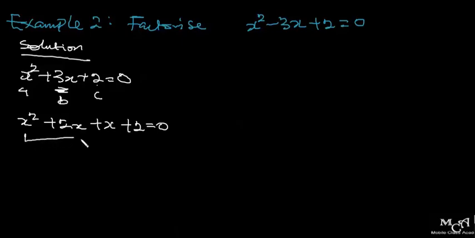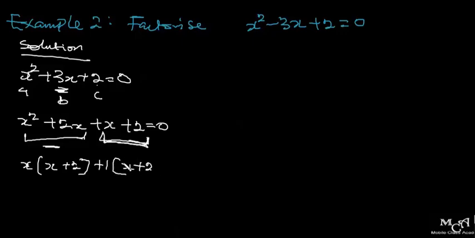Now, what do we do? From here now, we group this equation. So if we group this, what is a common factor here? The common factor is x, so we put that outside the bracket. We are left with x plus 2, right? We close the bracket. What's the common factor here? It's plus 1, because 1 times everything here is going to give us the same value. So we put plus 1 outside. Then we have our x plus 2 equals 0.